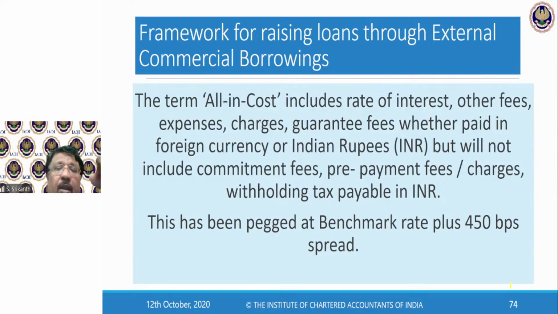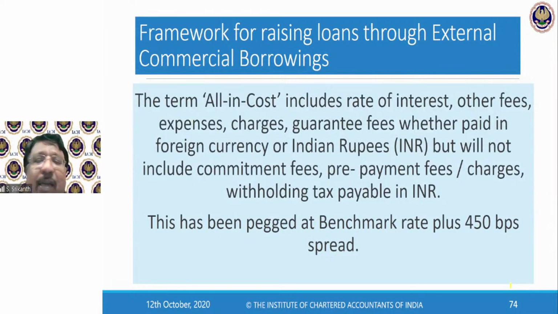Prepayment fees again. When I prepay only, I'll pay. How do I know whether I'll prepay or not? So now I cannot consider it at the time of ECB approval. That is not part of all-in cost. And withholding tax, that is TDS, is not to be considered. Net of TDS you take it, because India gets it. We get it back as income tax, so we don't bother.